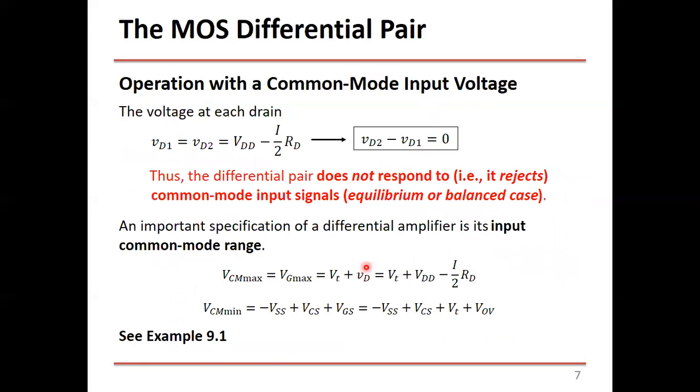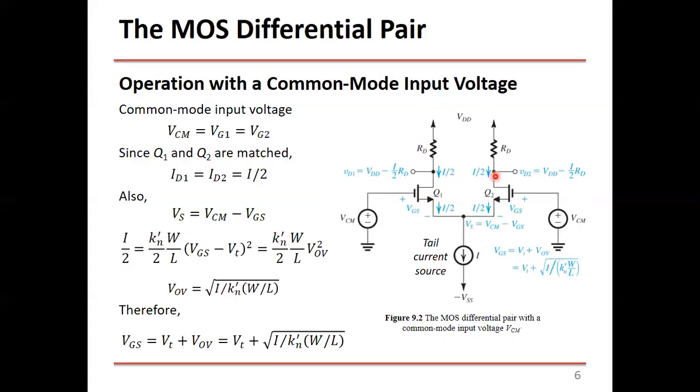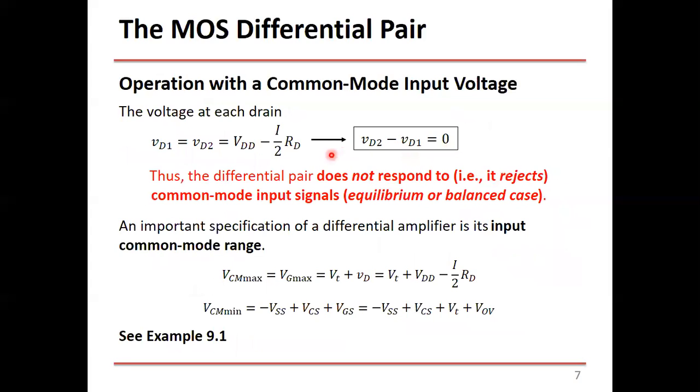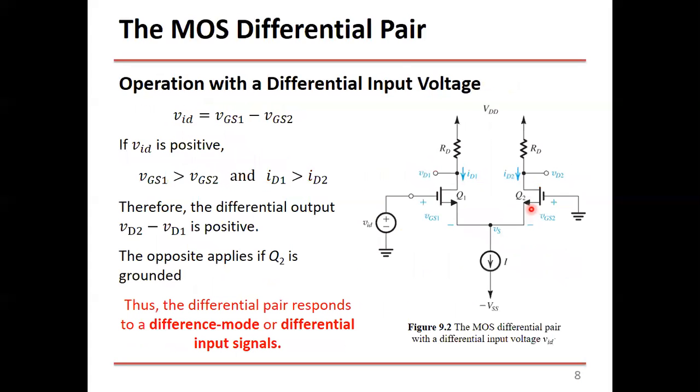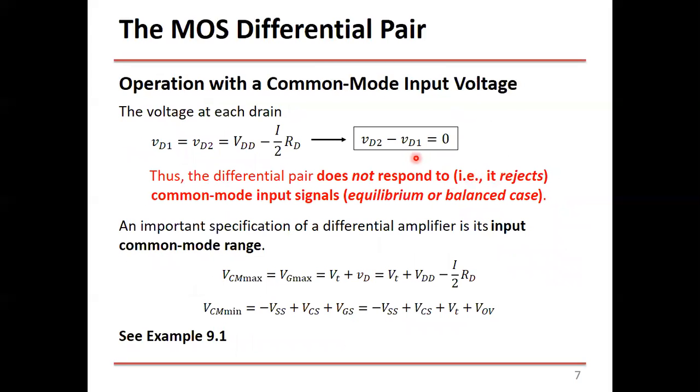So this is what we have here. VD1 is the same as VD2 is the same as VDD minus I over 2 times RD. And since VD1 is the same as VD2, if you put the multimeter probes between these 2 points to measure VD, we call it V output D, which is VD1 minus VD2, then you're going to get 0 because they are identical, right? VD1 is the same as VD2, and if you measure the differential output, it is going to be 0.